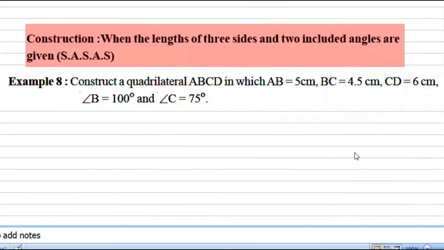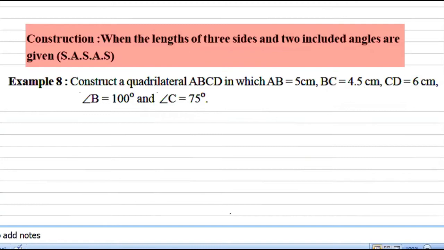Now here we can see example 8 question. Construct a quadrilateral ABCD in which AB is 5 centimeters, BC is 4.5 centimeters, CD is 6 centimeters, angle B is 100 degrees and angle C is equal to 75 degrees.